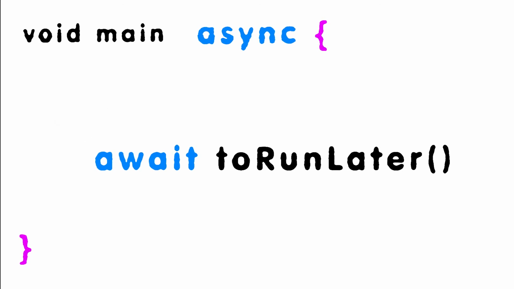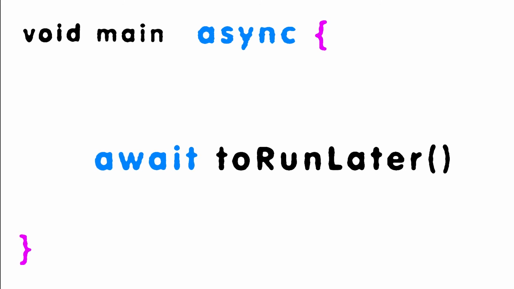When it reaches the await keyword, it executes the function and it waits until it is completed. It can be completed with a value or with an error. And then after it completes, it continues with the other code.